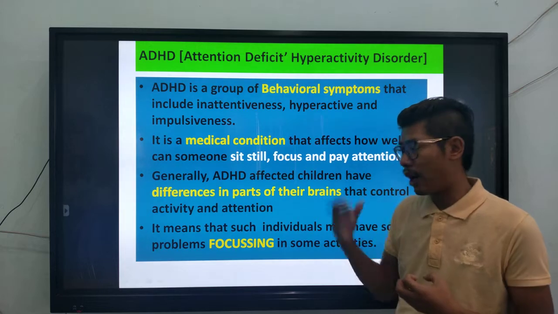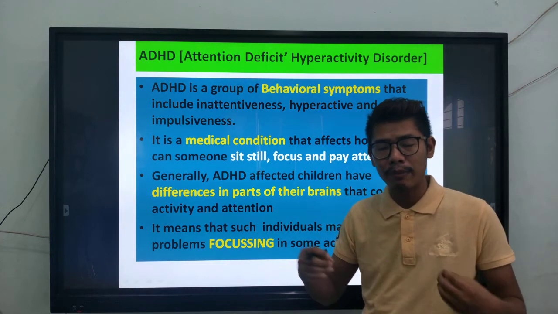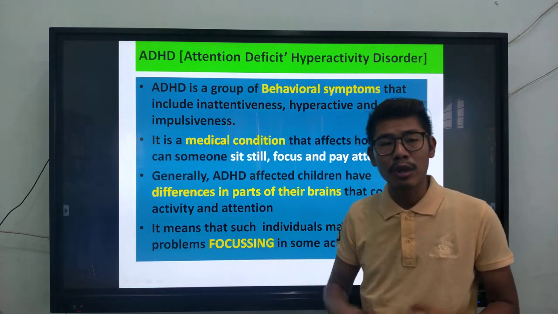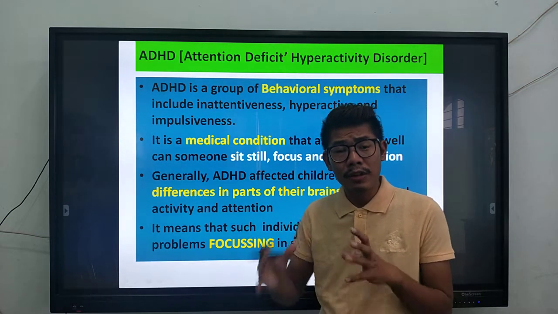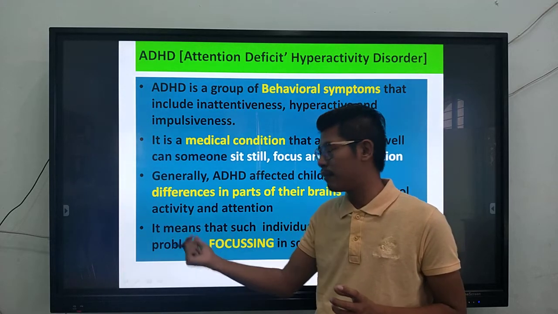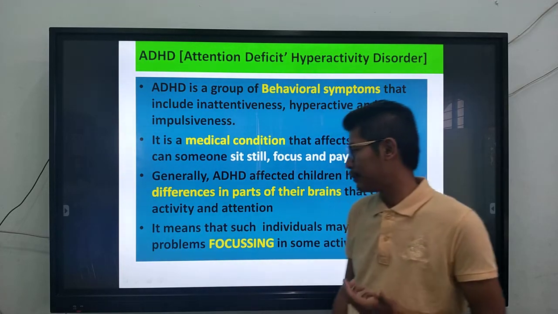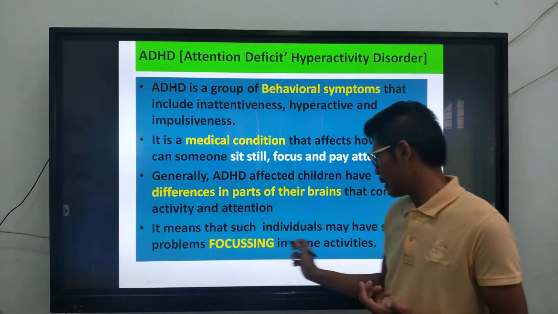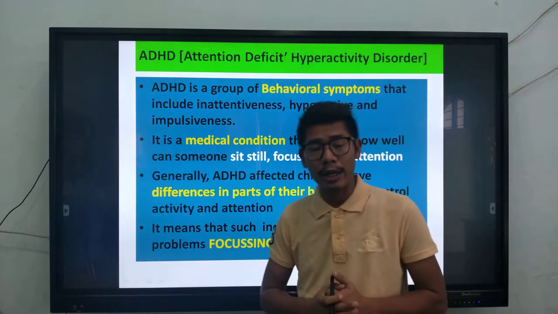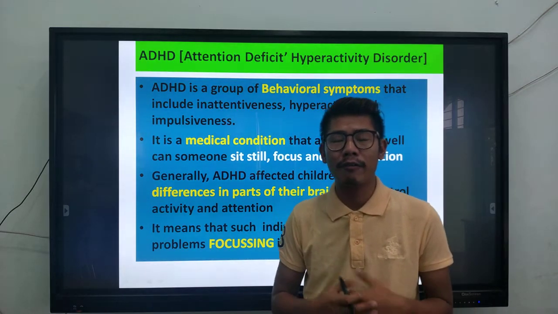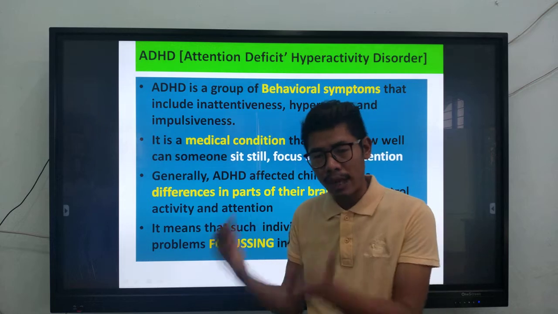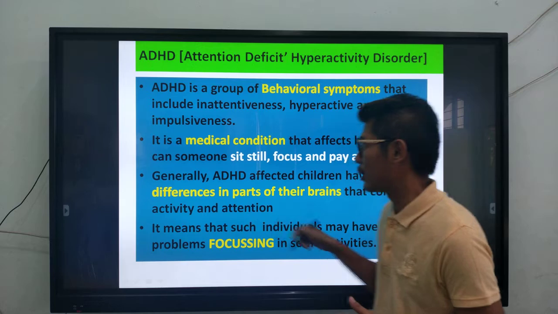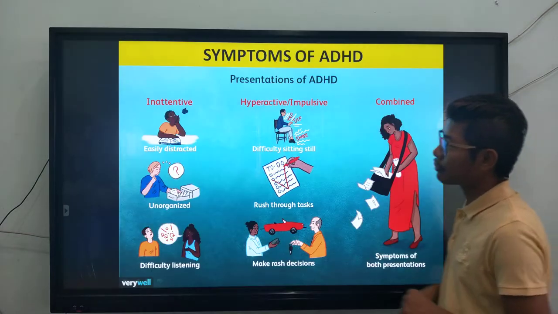Our brain is always in control. Our brain helps us control lots of activities, even attention, and even the activities that we're doing. Our brain is controlling everything. But since there are differences in the brain, the activities and attention are affected. It means that individuals may have some problem focusing on some activities. If you have ADHD, you may have problems focusing on some activities, or in a lecture, or in listening to somebody for a long period of time. So these are the things that you see under ADHD.